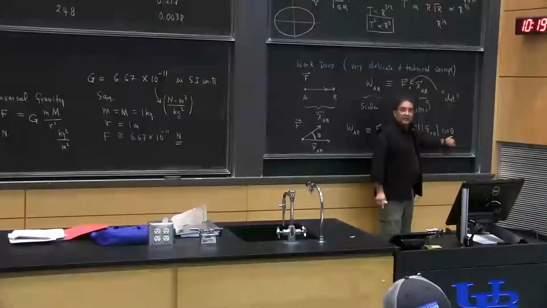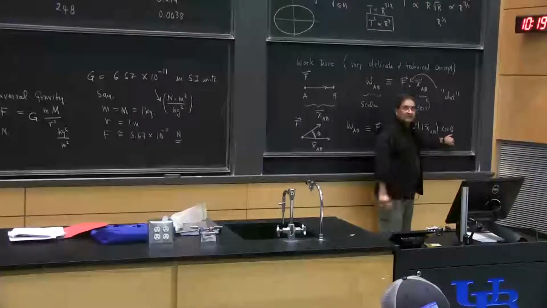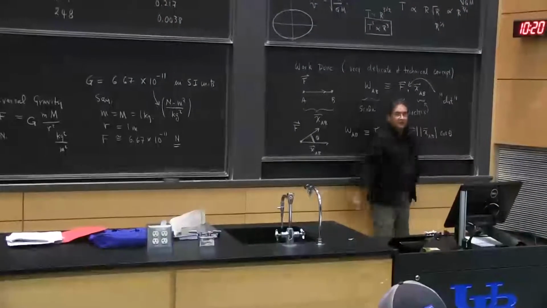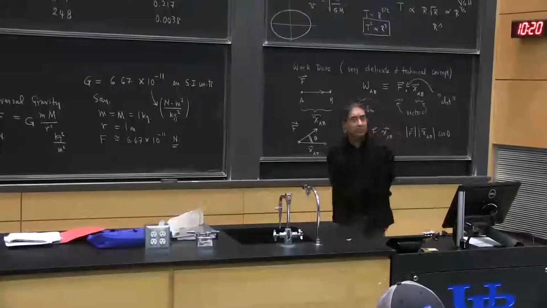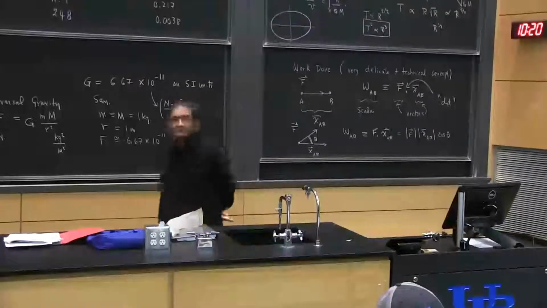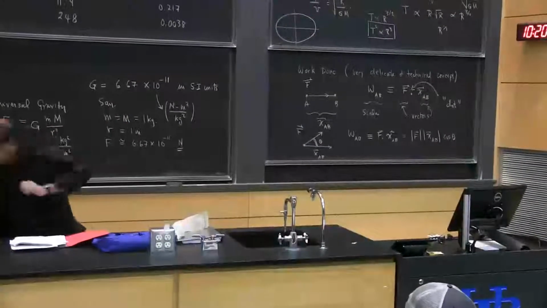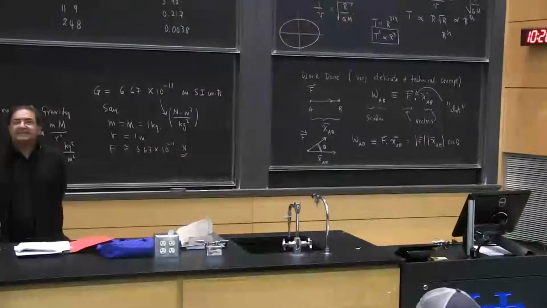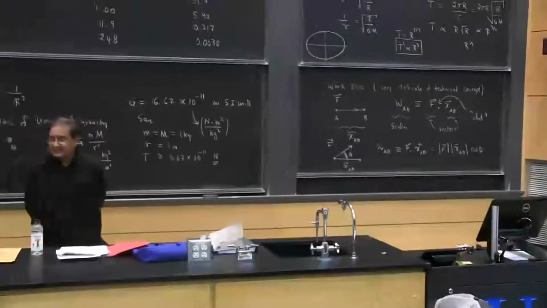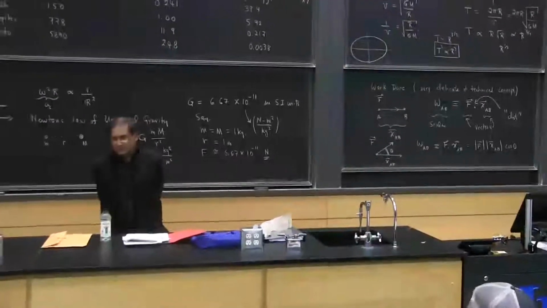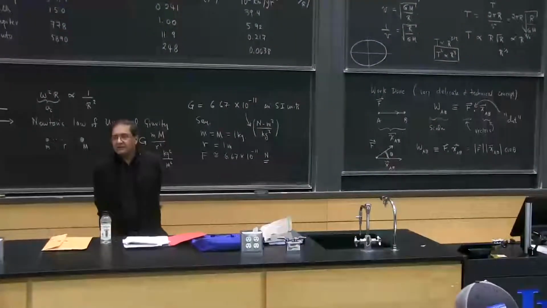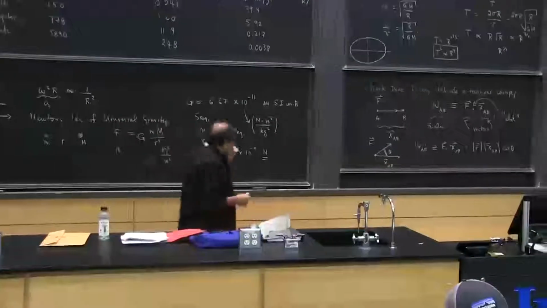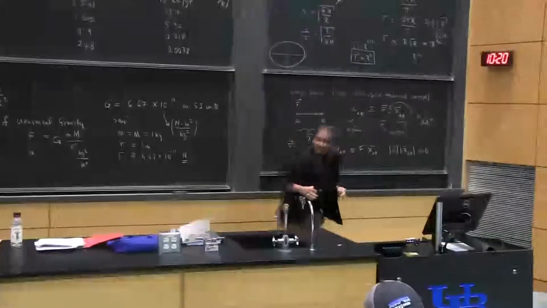What is cos of 180? I showed you guys how to do cos of A plus B. What is cos of 0? Negative 1. So cos of 180 is negative 1. So if there are two forces in opposition, you get a minus sign. That minus sign comes from this. Okay? So this is the basic idea of work done.